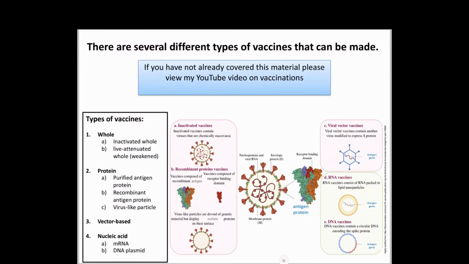As I mentioned, there are multiple different types of vaccines, and hopefully you're already acquainted with these. We've got a couple types of whole vaccine, protein vaccines, vector-based vaccines, which in the case of COVID right now are adenovirus vectors, and nucleic acid vaccines. If you've already covered these at some point, you can just take a look at this slide for a refresher. If you've not already covered this material at some point, you should find a resource somewhere. You can always take a look at my YouTube video on vaccine types.